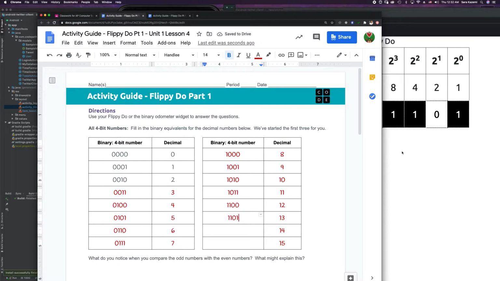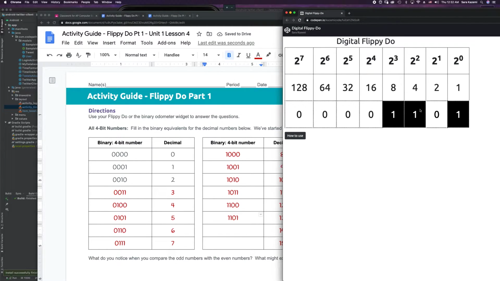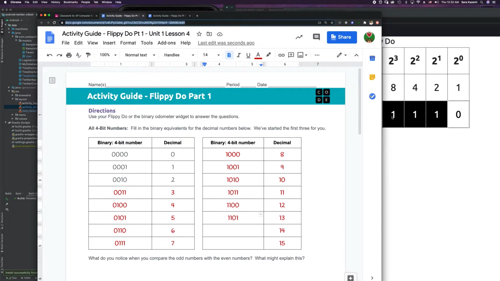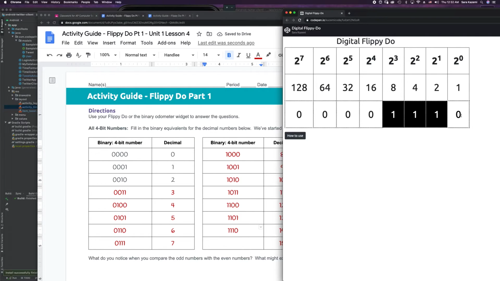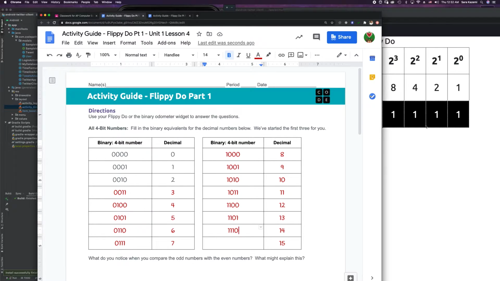And I need 14 now, so I know 8 plus 4 is 12. I need 2 more, so I'm going to unflip the 1 and activate the 2 here. So 1110 is going to be my next number. And then finally, for 15, all of these are going to get flipped. 8 plus 4 is 12, plus 2 is 14, plus 1 is 15. So it turns out that this is the highest value I can represent in just these 4 bits. Anything past that, I would need to add another bit.